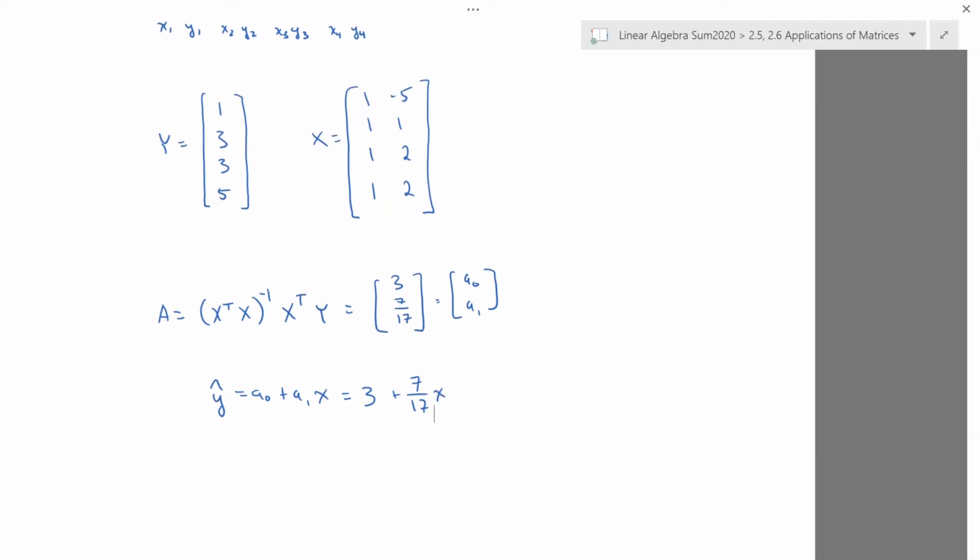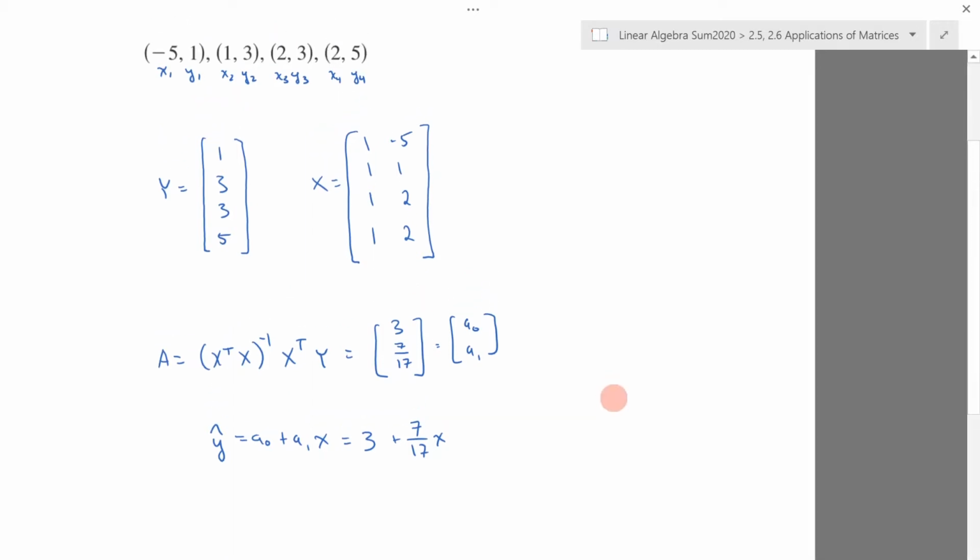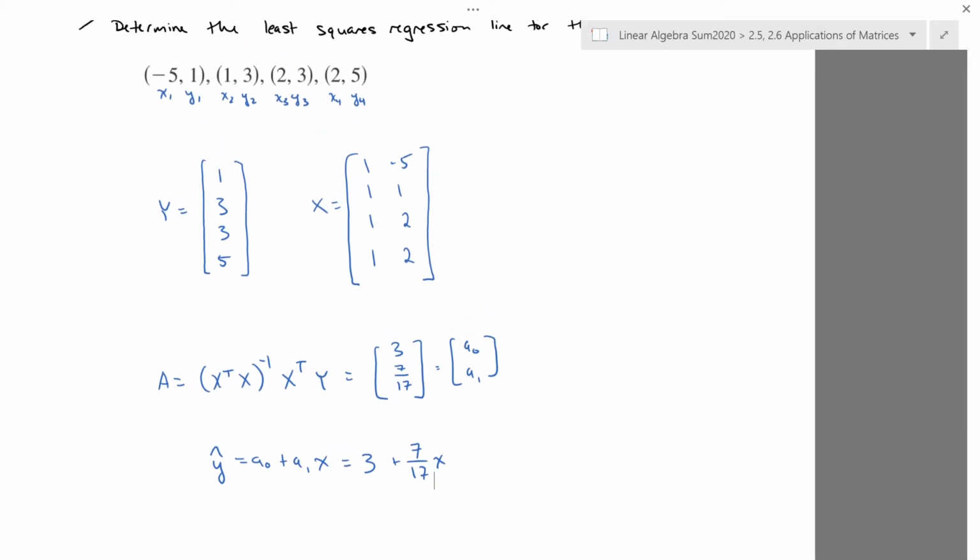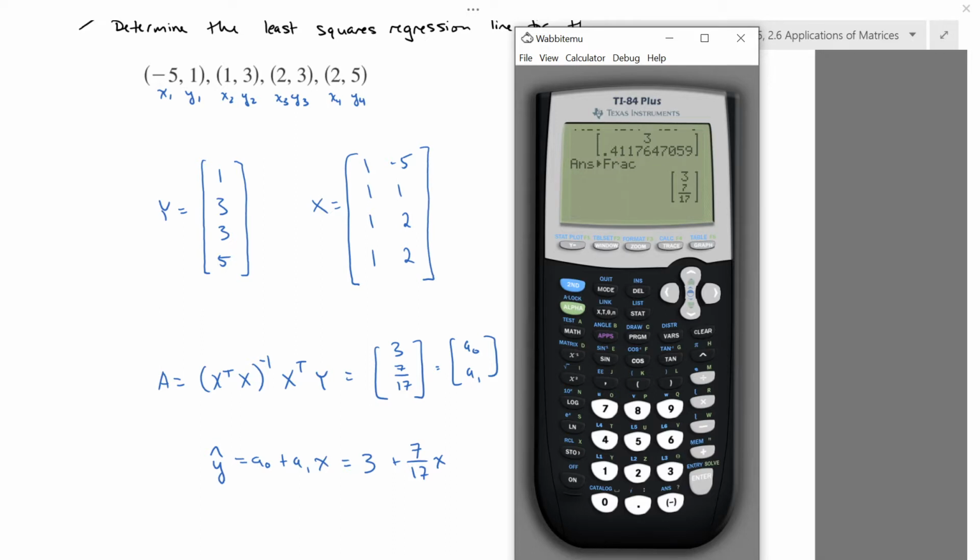So I get this as my regression line, and we can actually visualize how good of a fit it is using the graphing calculator, right? So I can enter in the list of points in a table, right? So I go to stat, and then edit. So let's enter the x values: -5, 1, 2, 2, and enter in the y values 1, 3, 3, 5.